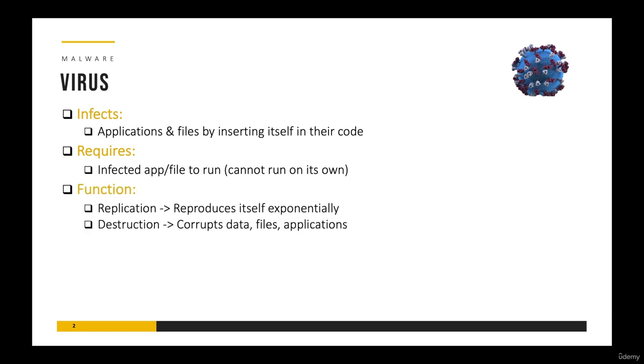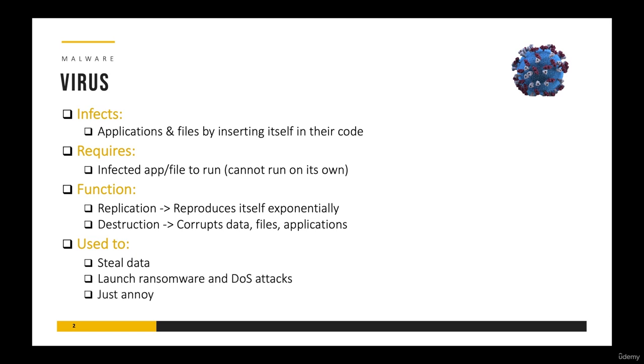A virus has two main functions. The first is replication. It basically reproduces itself exponentially. So if you open, let's say, a virus infected file, it is not going to create just another virus infected file. It may create hundreds of them. So that expansion is exponential, not linear. The second function of a virus is to cause destruction, which can be through corruption of data, files, or applications.